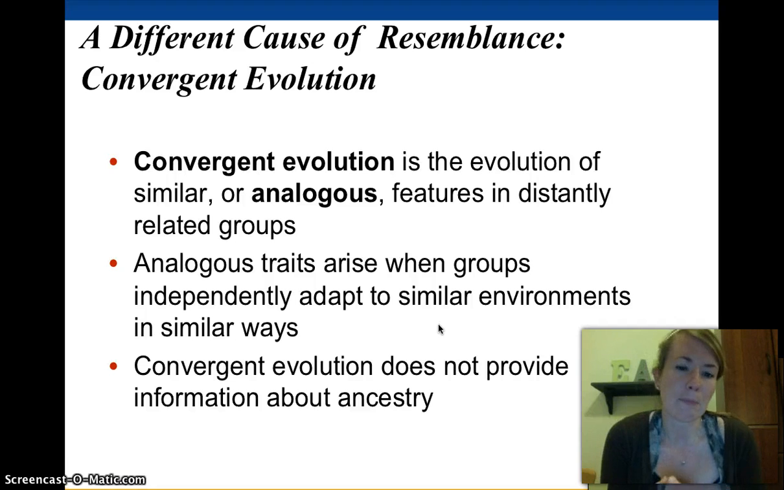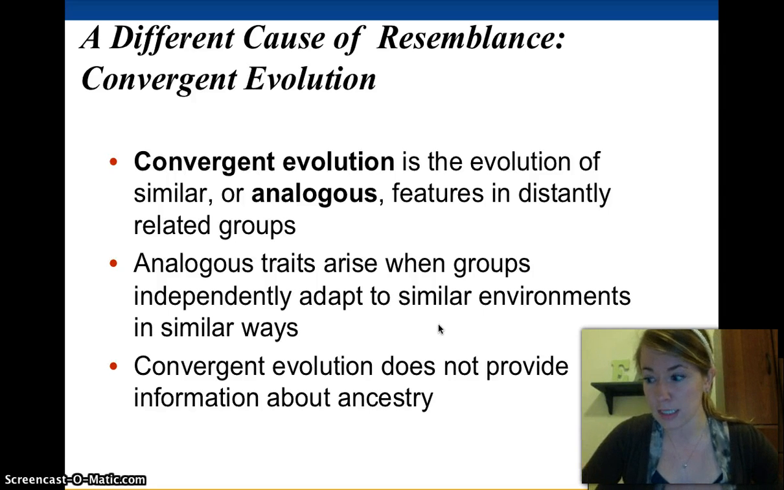Don't listen to that. Okay, so they're features that are similar in distantly related groups. They did not come from a common ancestor. So they arise, or they evolve, when two different groups of living things live in a common environment, and that characteristic makes the most sense to have. And we'll talk about that in a second.